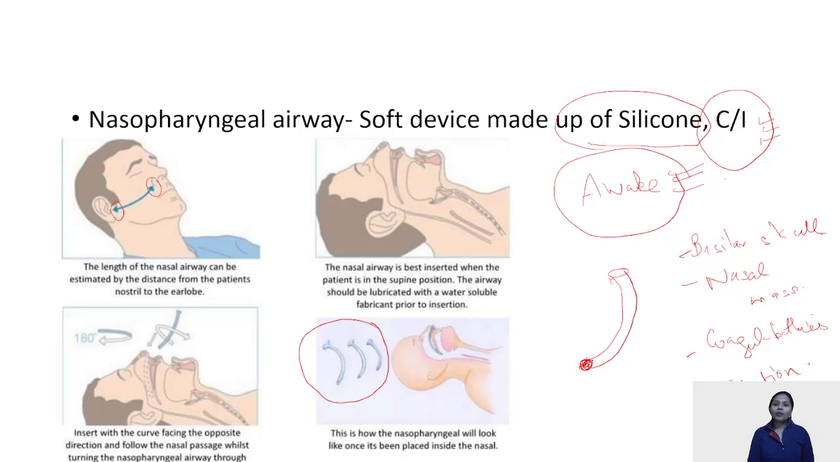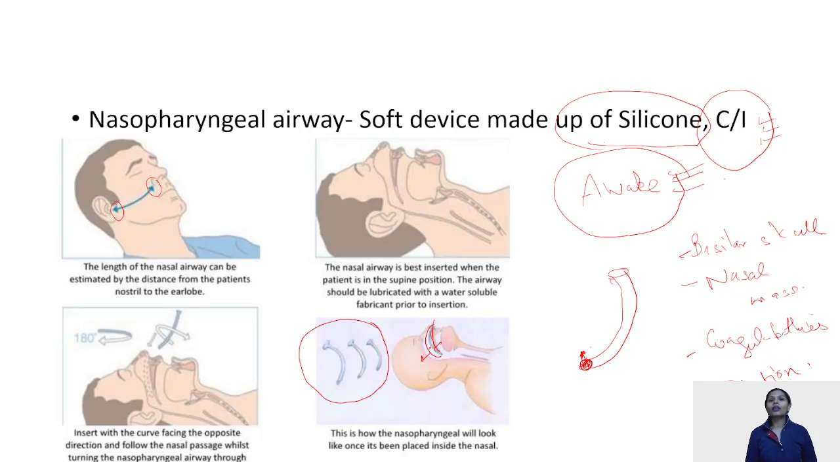Okay. Please remember the bevel has to face the septum, and thus you introduce your airway first and then you have to rotate the airway by 180 degrees. Thus, it will help in maintaining the patency of the airway by moving the tongue away from the posterior pharyngeal wall.